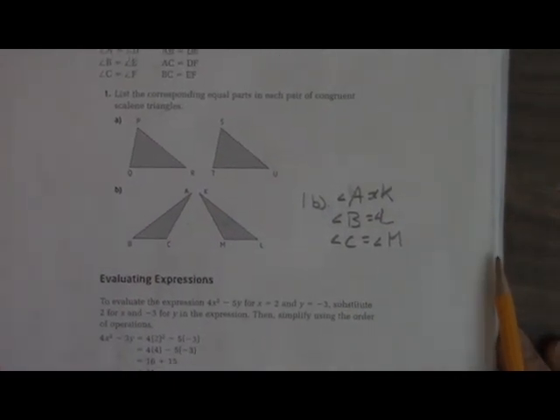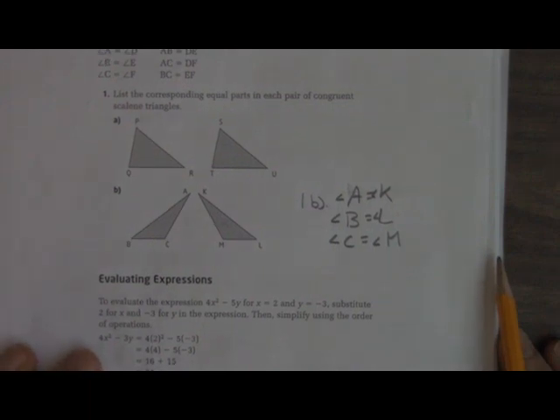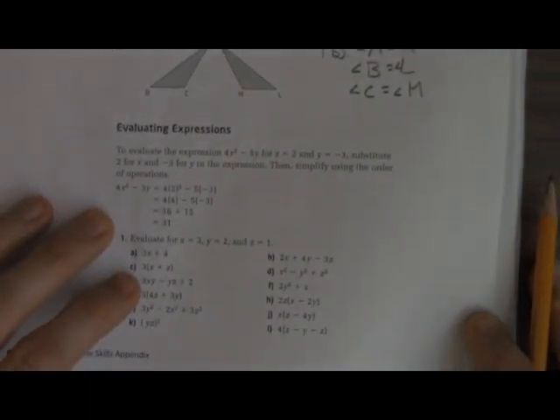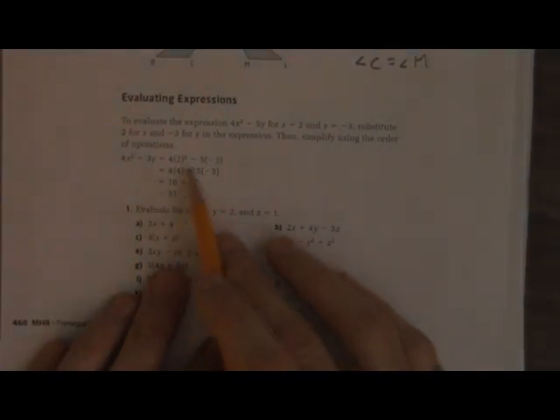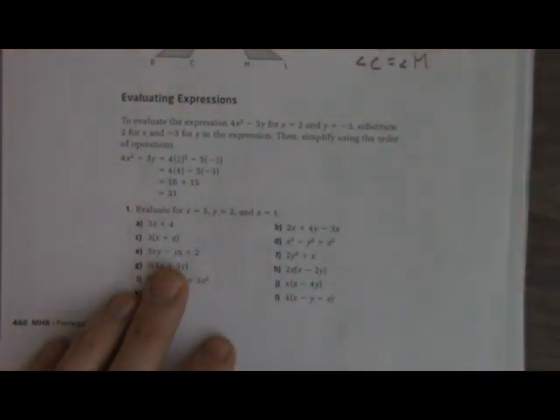Good. Evaluating expressions. Evaluate the expression 4x squared minus 5y for x equals 2 and y equals negative 3. Substitute 2 for x and negative 3 for y in the expression. Then simplify using the order of operations. Okay, this is pretty easy here, I hope. We're just substituting in the values for y and x, and we're solving to find a whole number.